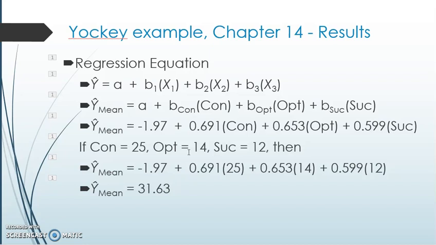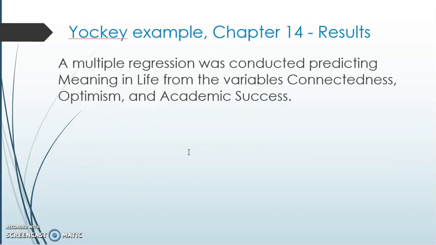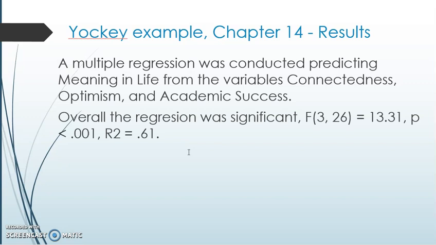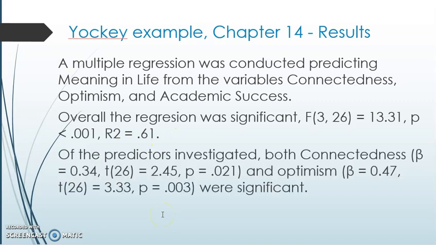That would be our estimate based on individuals that had the scores on connectedness, optimism, and success shown here. All right, so in terms of the APA write-up, Yaki provides this. It says a multiple regression was conducted predicting meaning in life from the variables connectedness, optimism, and academic success. And then he goes on to say that overall the regression was significant. Then he provides the F value that was reported in the ANOVA table, and then p values, and then R squared. And I recognize the fact that I did not format this properly, and I apologize for that.